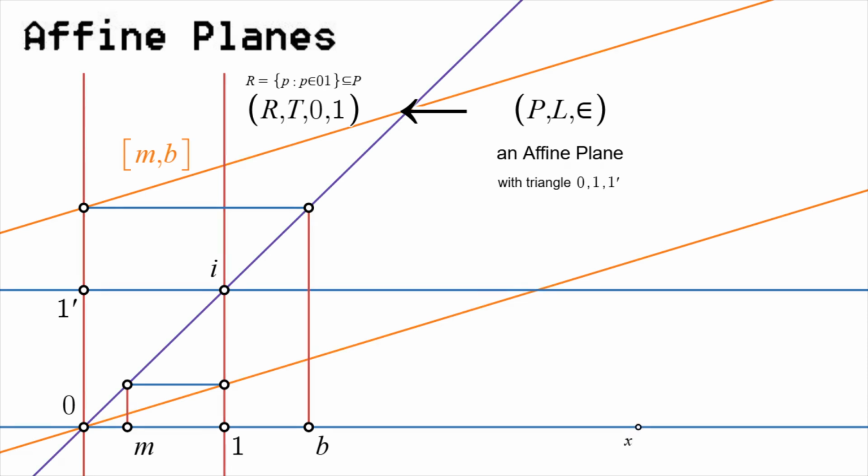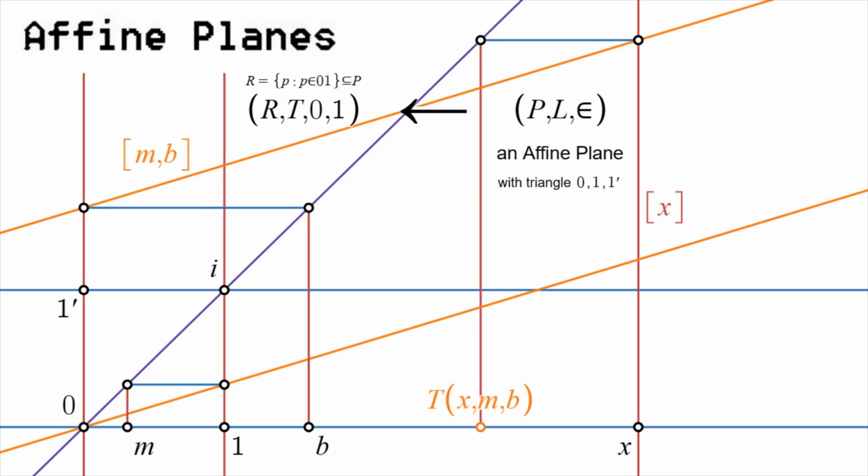Finally, we define t of x, m, b: take the intersection of the vertical labeled [x] and the line labeled [m, b]. Project over to 0I and down to R. That's t of x, m, b. That R together with 0, 1, and t form a planar ternary ring follows from the same correspondence of axioms that showed that any PTR gives rise to an affine plane.